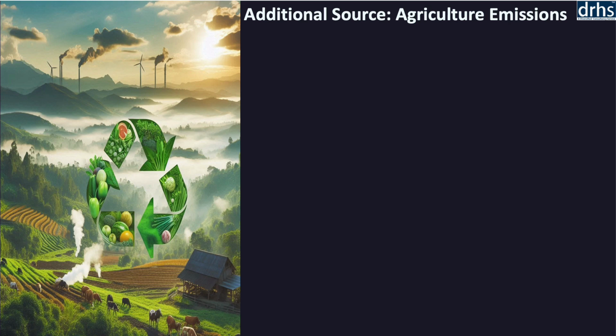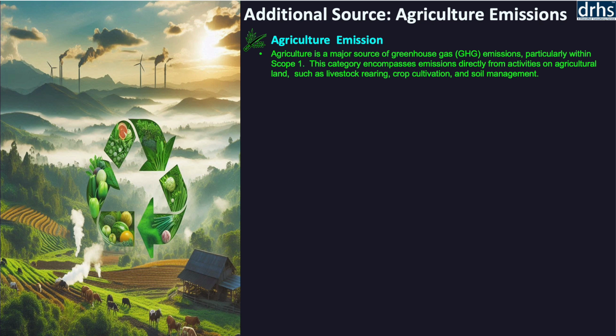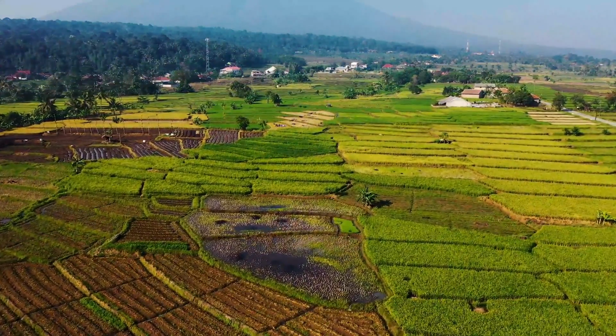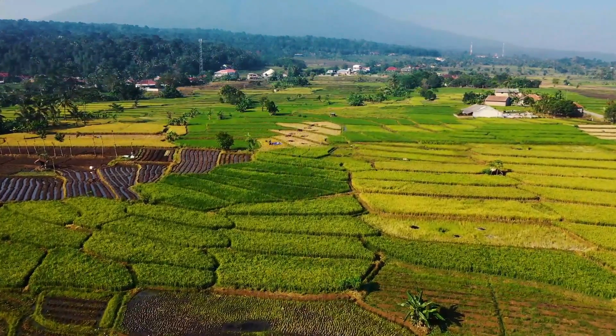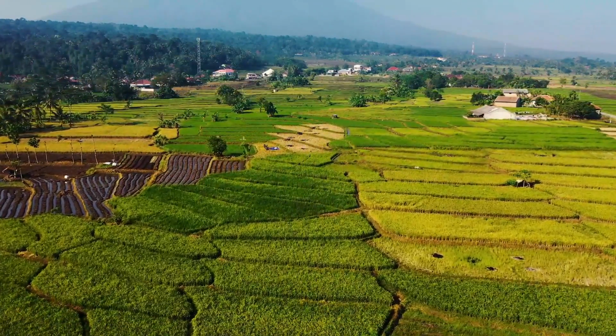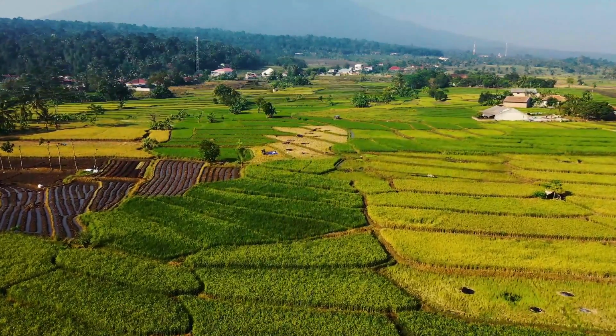Owing to my previous slide, we have discussed stationary, mobile, process and fugitive emissions largely based on the industrial sector. Now we shall see agriculture emissions under scope 1 direct emissions as a source. Agriculture emissions are a significant component of scope 1 greenhouse gas emissions as they stem directly from activities on farms and other agriculture operations owned or controlled by an organization. These emissions arise from several key sources including enteric fermentation, manure management, and rice cultivation.